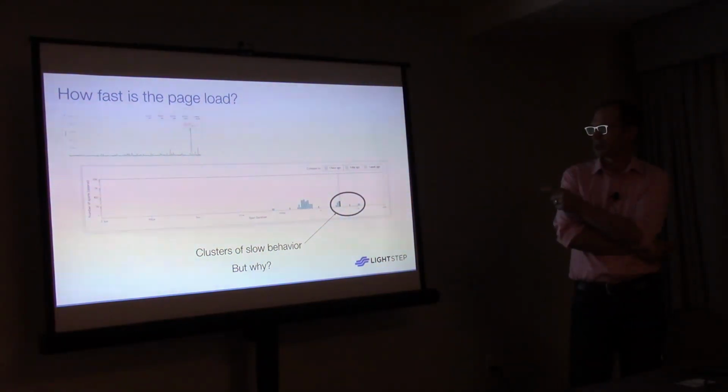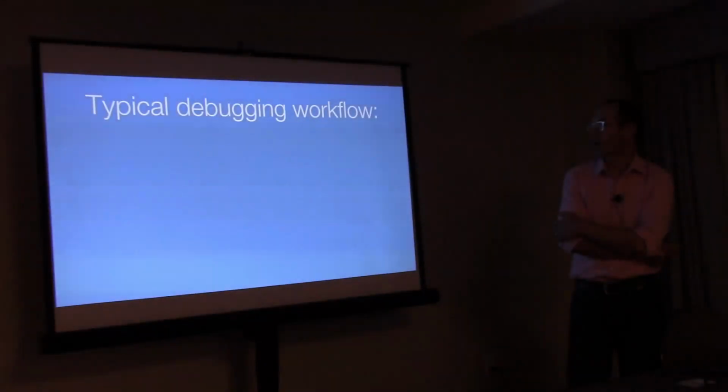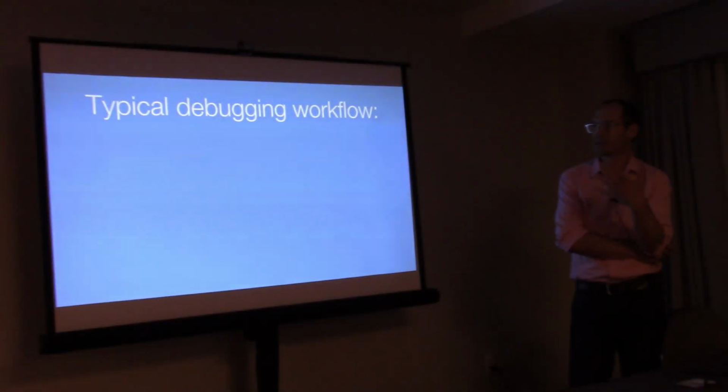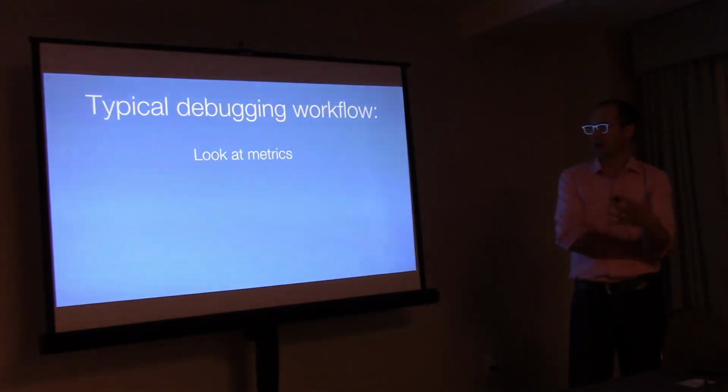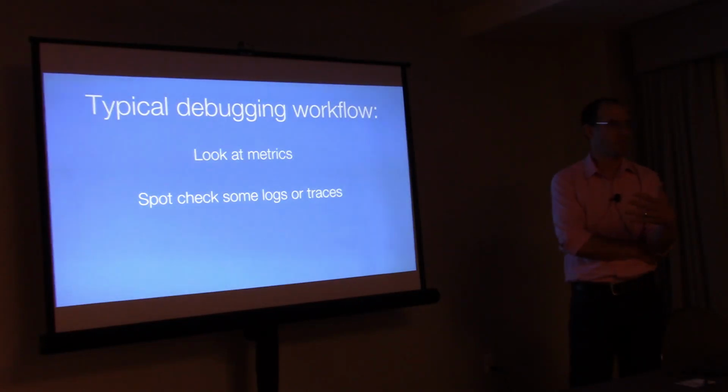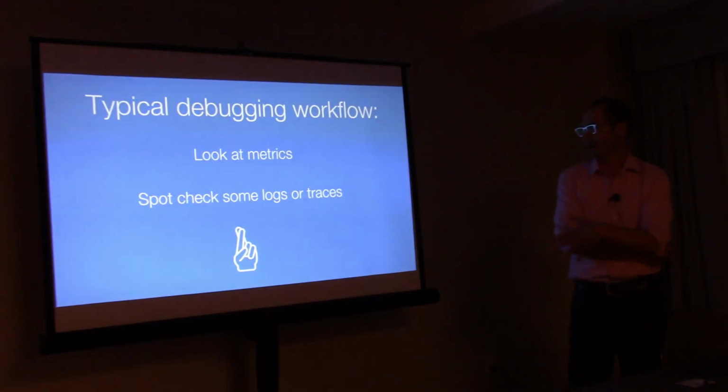When I was showing the histogram before, remember there were a bunch of different clusters in it. What I wanted to do is dig in and understand what was happening there. Why were these ones slower? What made them different? The typical workflow is an iterative process. You look at metrics, you spot check some logs or traces, and then you hope you find something that helps you figure it out, that you have some aha moment where you discover what happened.